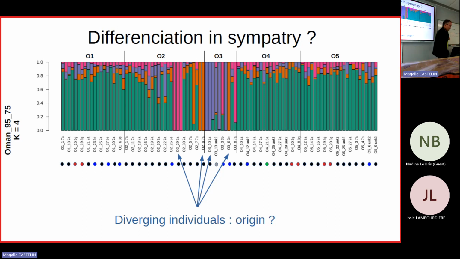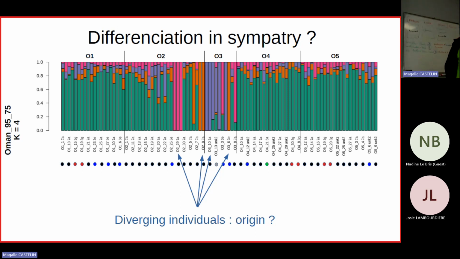This is almost all green, so it seems there is a dominant genetic group. And there are some colonies which are a bit different in this. Strange.